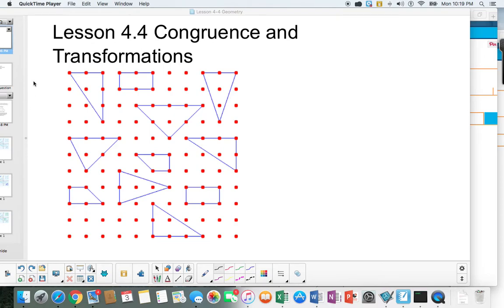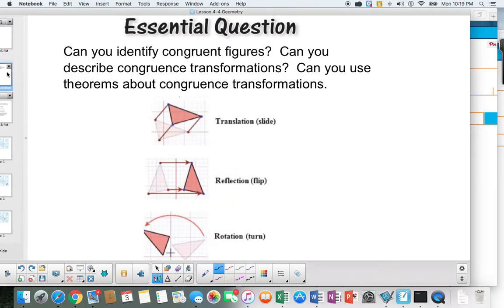Lesson 4.4, Congruence and Transformations. Can you identify congruent figures? Can you describe congruent transformations? Can you use theorems about congruence transformations?